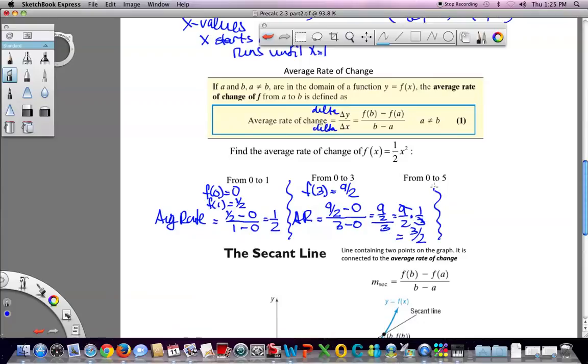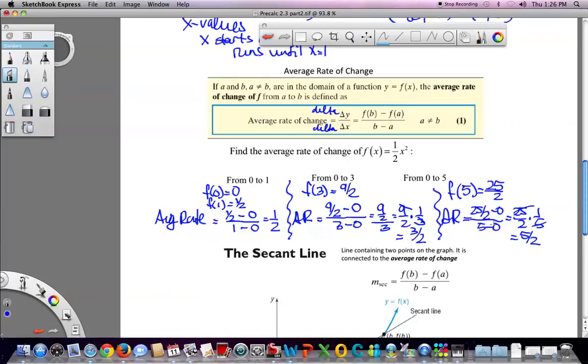And then finally, if I do it again from 0 to 5, what happens there? From 0 to 5, at f(5) you would get 25 divided by 2. So the average rate of change would be 25 over 2 minus 0 divided by 5 minus 0. So we're going to flip that fraction right away. Those cancel, so that answer is 5 over 2.